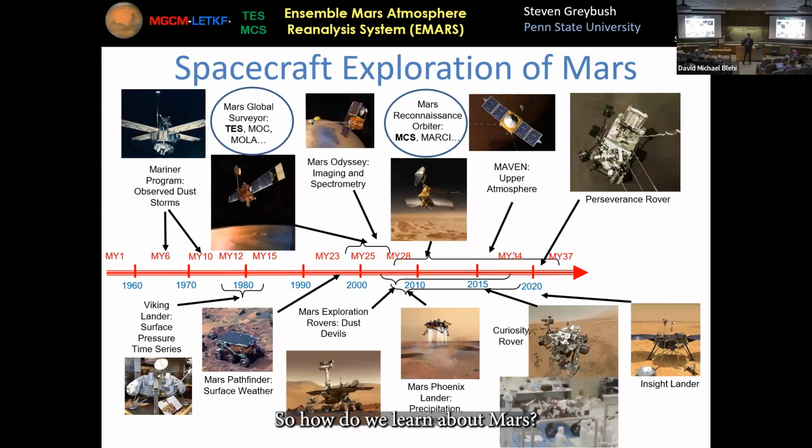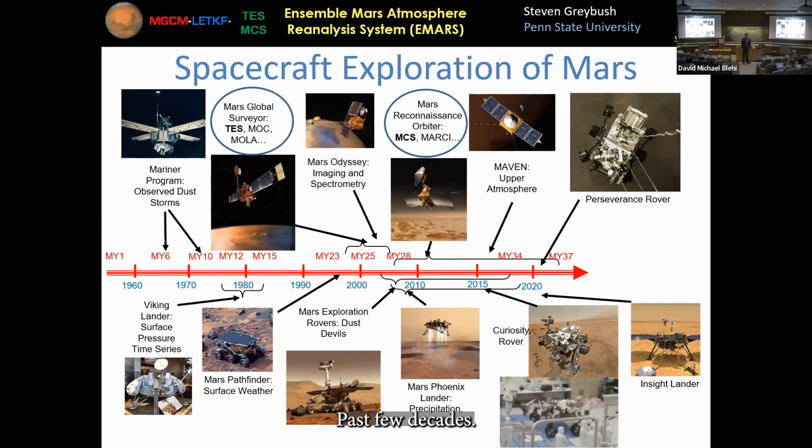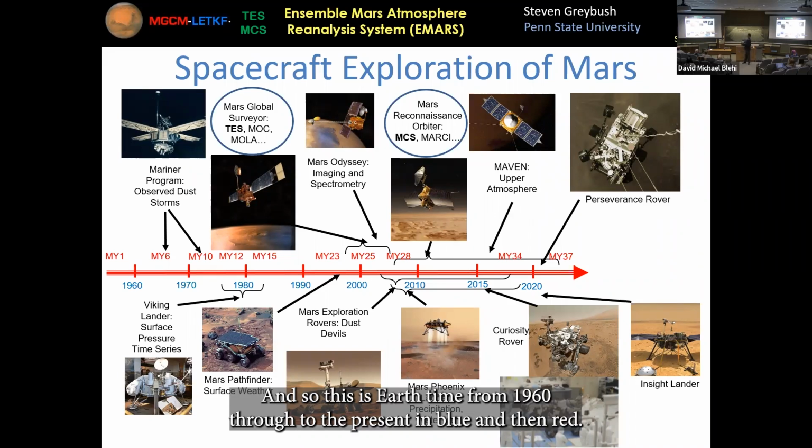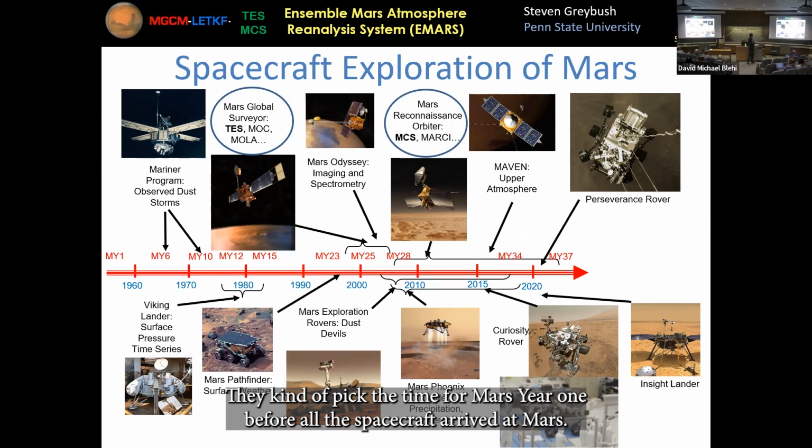So how did we learn about Mars? I'm going to go into a little bit of a history lesson here with NASA's armada of spacecraft that they've sent to Mars over the past few decades. This is Earth time from 1960 through to the present in blue. And in red, this is Mars years. You'll see that a lot for how Martians keep time. They picked the time for Mars year 1 before all the spacecraft arrived at Mars.